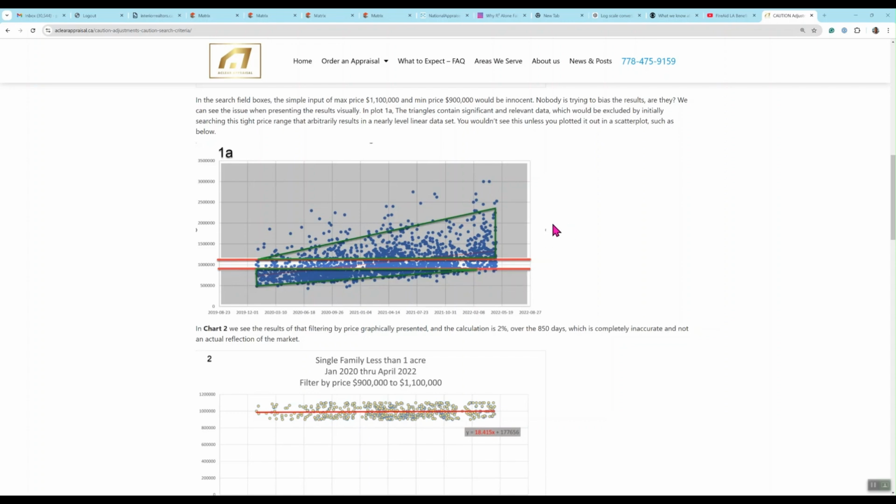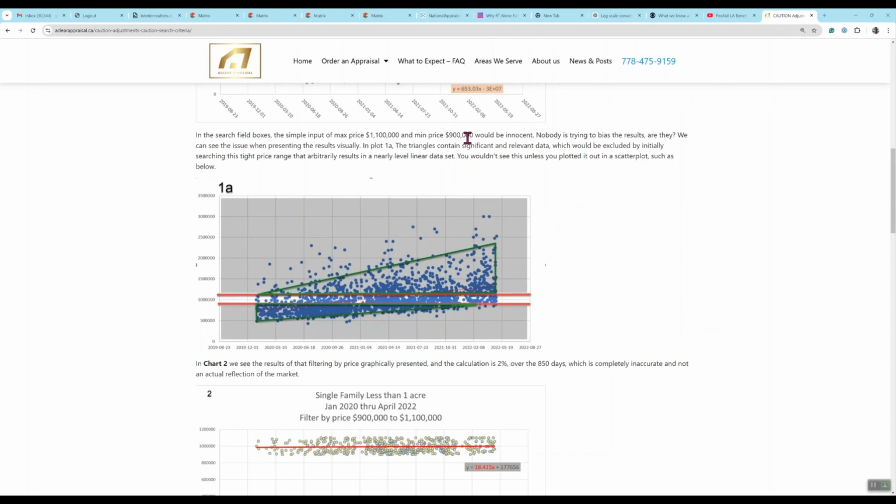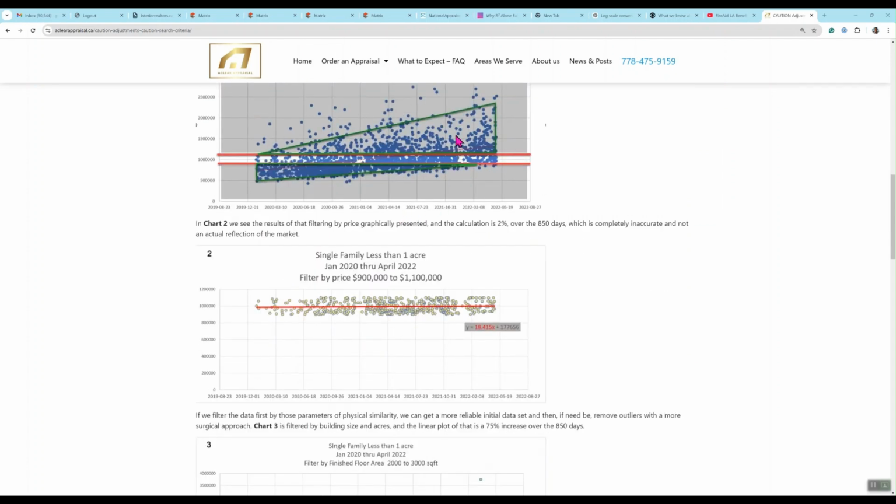If folks were thinking a buyer's range is going to be, let's say, between 1.1 million and 900,000 or something like that, then maybe we should filter our data to that. Now, it's pretty extreme going across a fairly long period of time here. But what that resulted in, if you just do that, was a trend line like that.